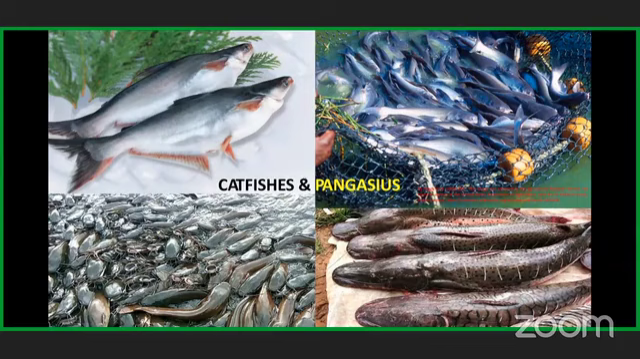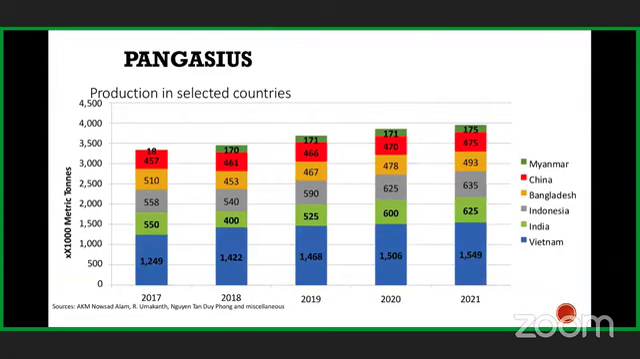Coming to the catfish segment, here you can see in the left side picture Pangasius, which is highly dominant in countries like Vietnam. Then you can see some desi magur kind of fish, and some channel catfish, which is dominant in the USA. We'll see catfishes one by one. Pangasius, being a hardy species, has grown like anything in the recent decade, and here you can see Vietnam's contribution being the highest, and India is also getting higher production day by day.